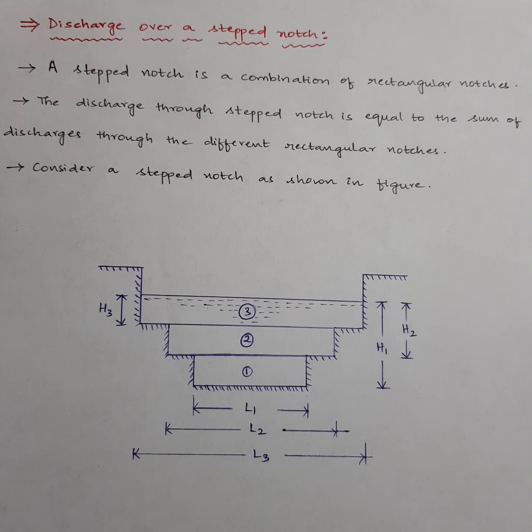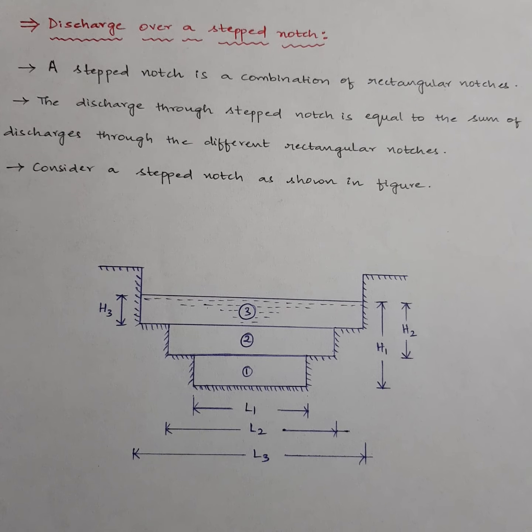Why? Because the discharge through a stepped notch is a combination of various rectangular notches, right? So to get the discharge over a stepped notch, you just add up the discharges coming from the rectangular notches. A stepped notch is a combination of various sizes of rectangular notches, so calculate the discharge through each rectangular notch and just add them up, and you'll get the discharge through a stepped notch.